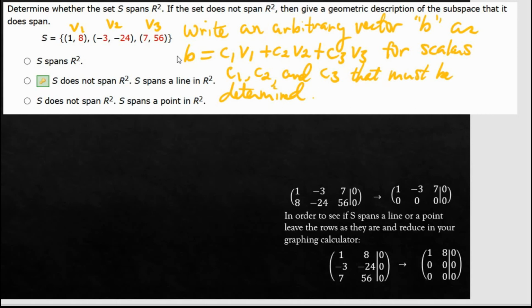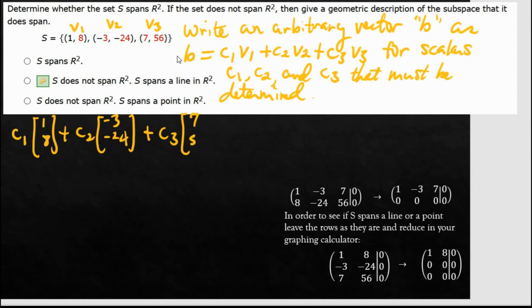So what happens is when you write that system out, we have this c sub 1 times the v sub 1, 1, 8, plus c sub 2 times v sub 2, negative 3, negative 24, plus c sub 3 times 7, 56. Here, this is equal to b, and we said that that's sufficient to solving for the homogeneous system. Well, when you do that, that gives you this system here. And so in your graphing calculator, you plug that in, and I did that there, and that gave me this.